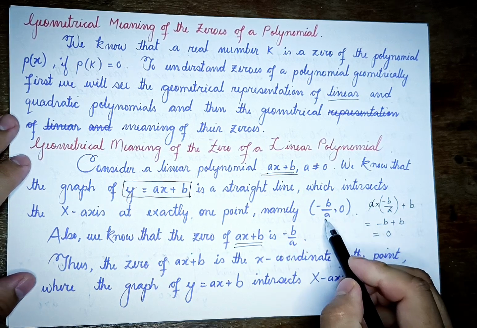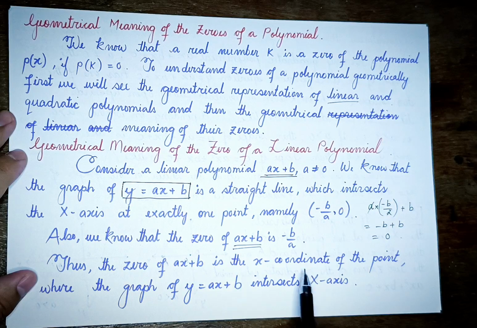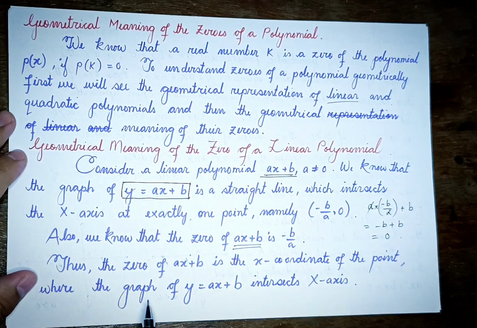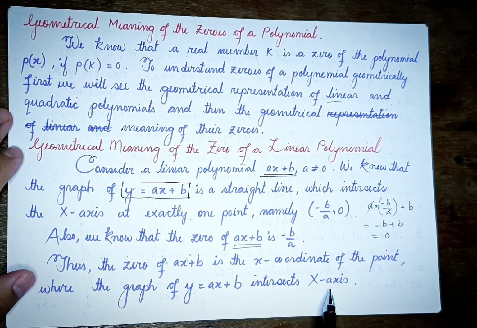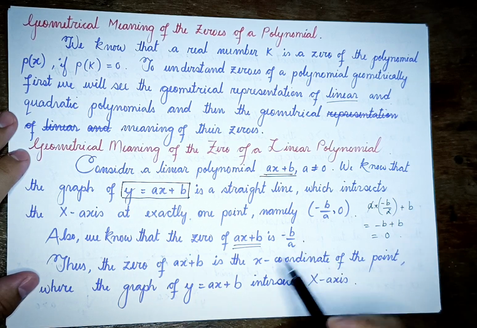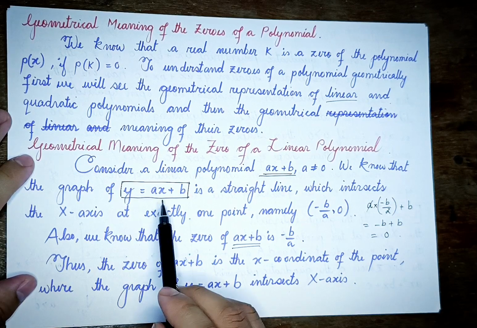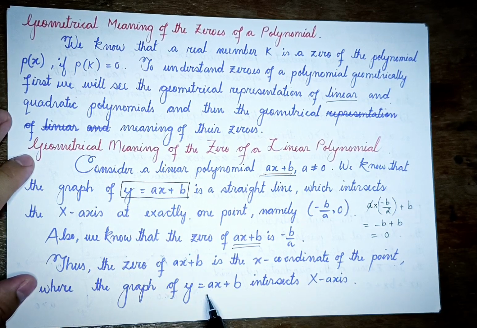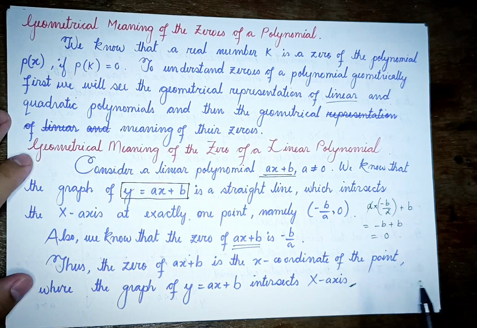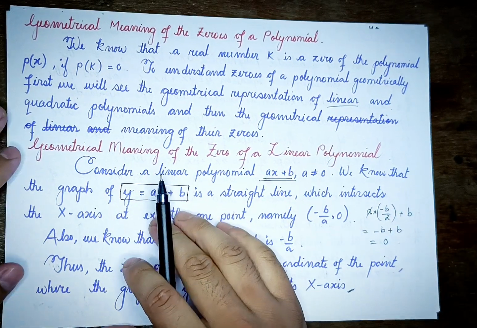So we get only one zero. Thus, the zero of ax plus b is the x coordinate of the point where the graph of y equal to ax plus b intersects the x-axis. So the zero of ax plus b, which is minus b by a, is the x coordinate of the point where the graph intersects the x-axis. The intersecting point gives the zero of this linear polynomial. You must understand it.